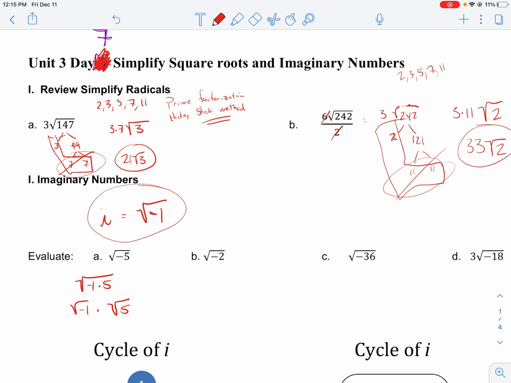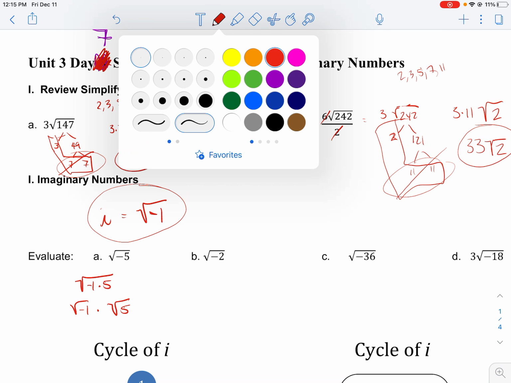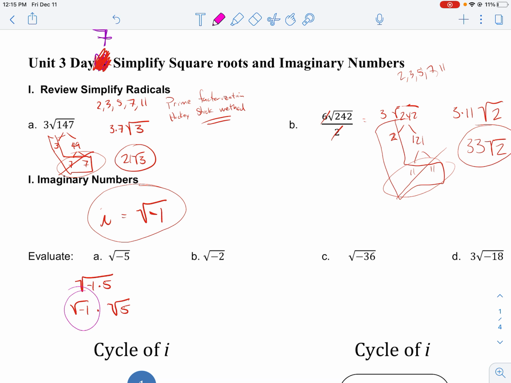I'm kind of going opposite, pulling them apart, right? But we do have a value for this. This negative 1 underneath the radical is actually equal to i. So our answer is just i square root 5. In most cases, we prefer the i value to be behind the number, so we write this as square root 5 i. And that's all we had to do for this one.